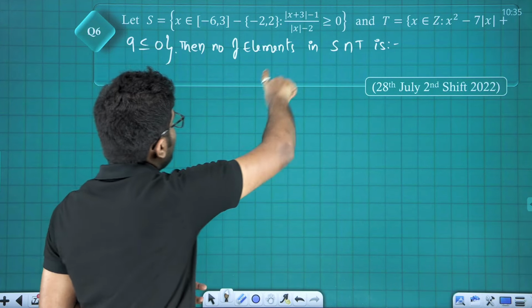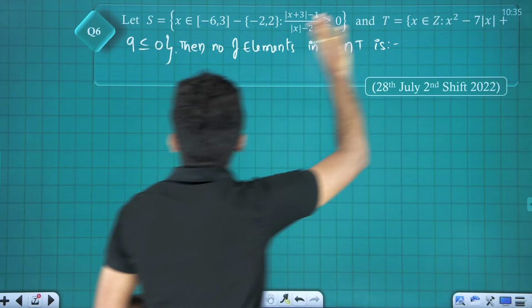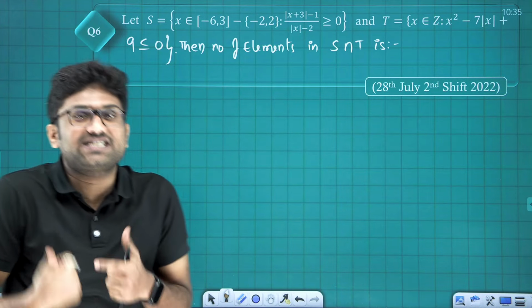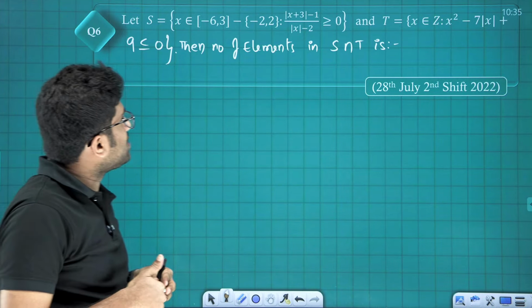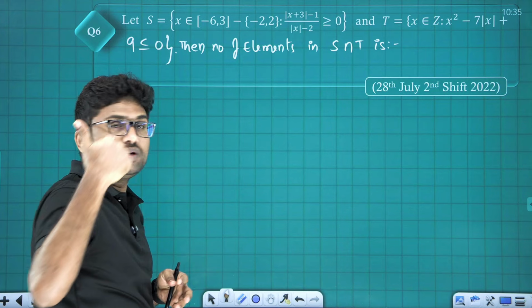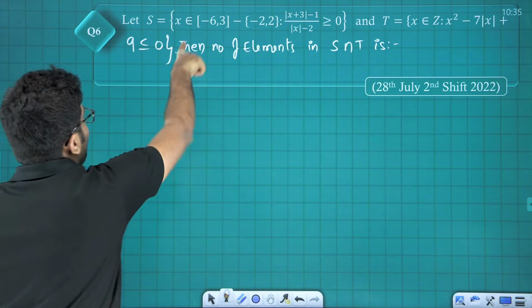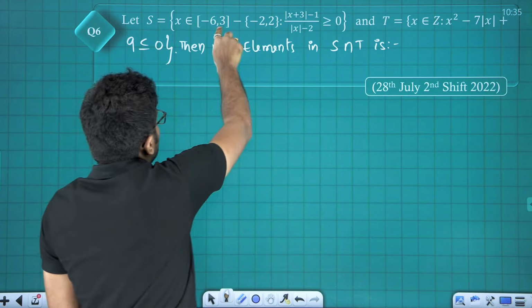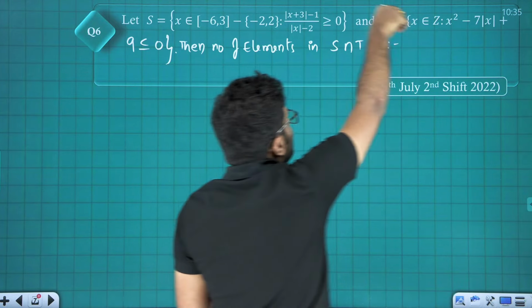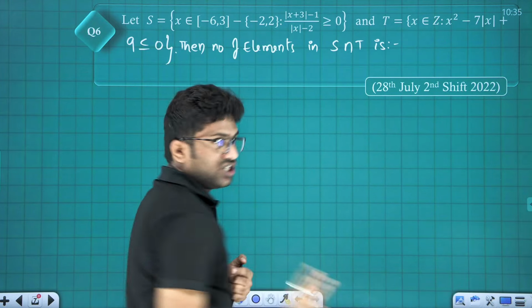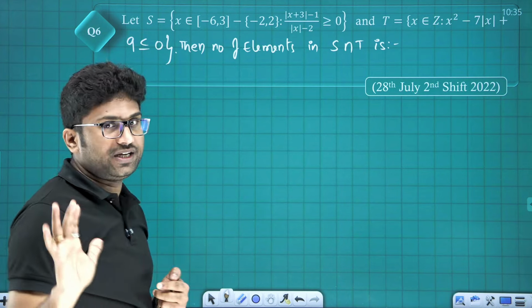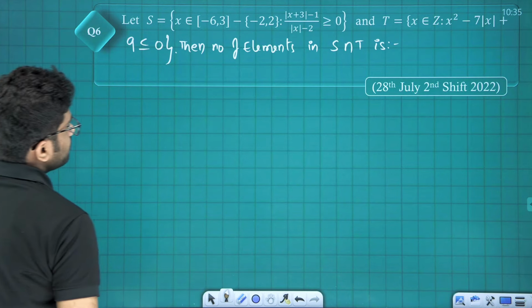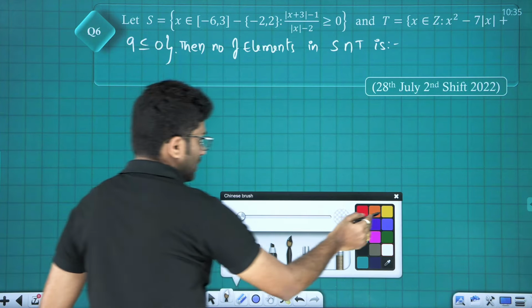And T is equal to something. Then the number of elements in S intersection T. What are all the elements which are common to S intersection T? Friends, if they have not given anything, that means the set of real numbers only. So from closed minus 6 to 3, set of real numbers, intersection with integers. Okay, so we'll take only integers. So that means we'll see this now.